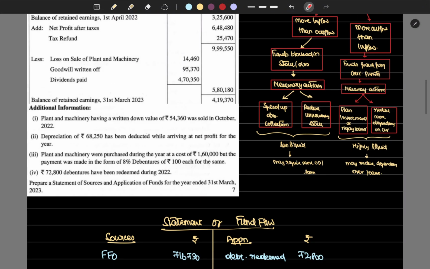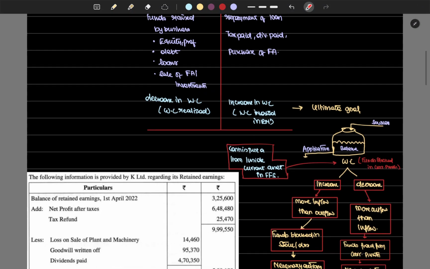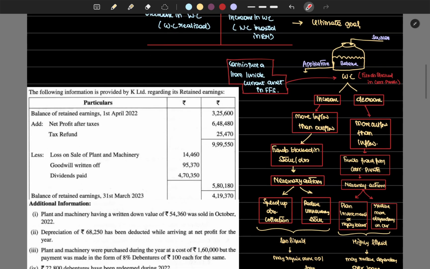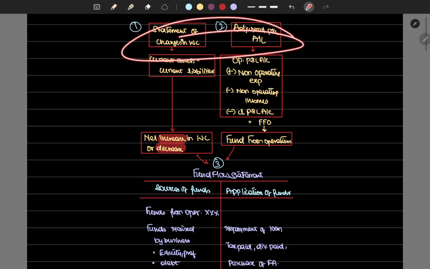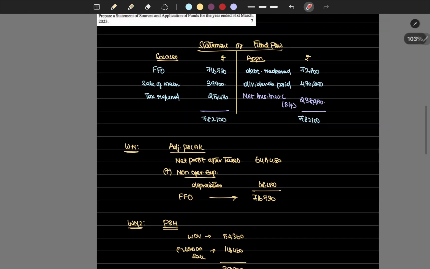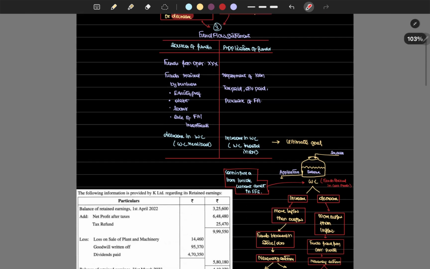Hey guys, welcome back. Today we are going to solve a problem from December 2023, from FM. We are going to see the concept of fund flow statement, and also solve one problem from fund flow statement which is from a previous year question paper, right?